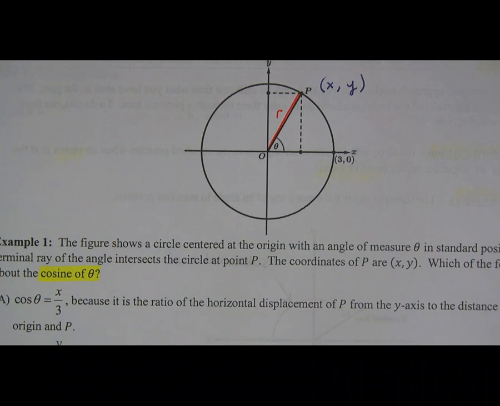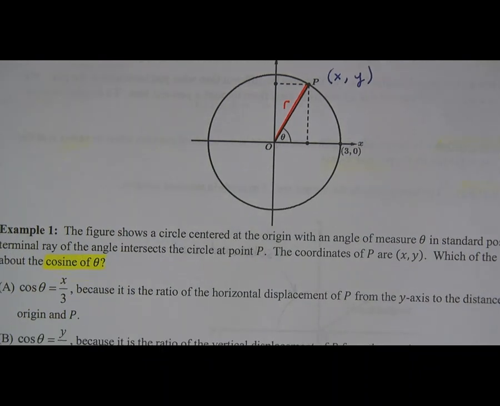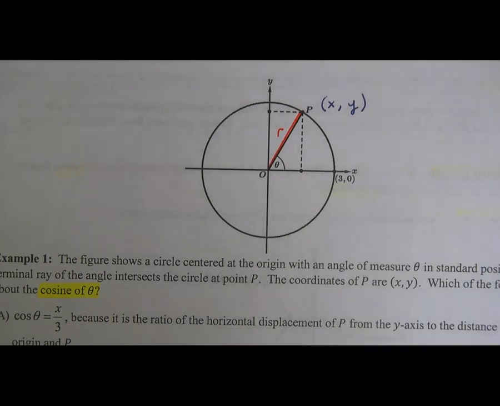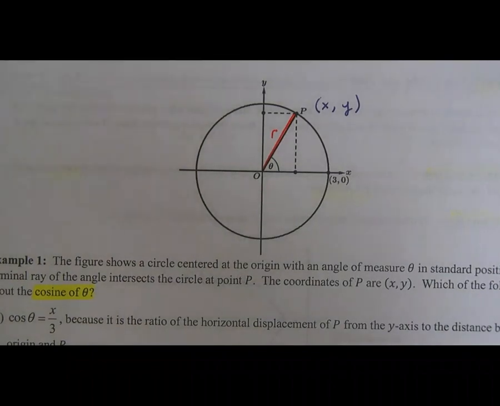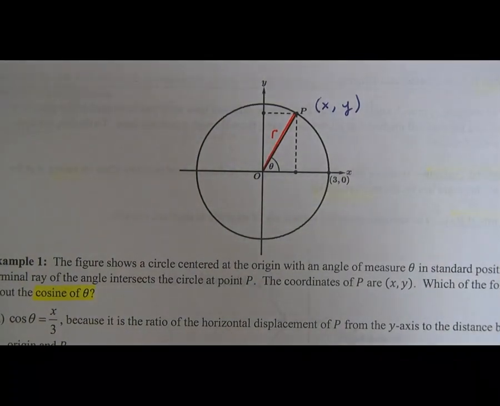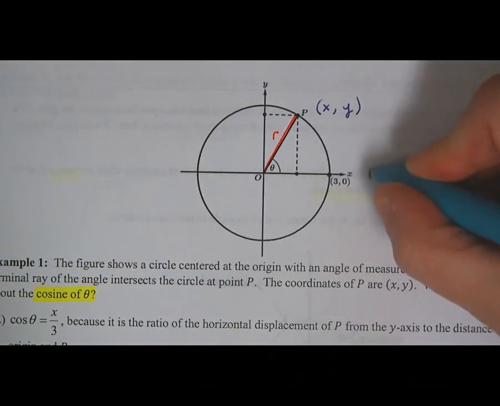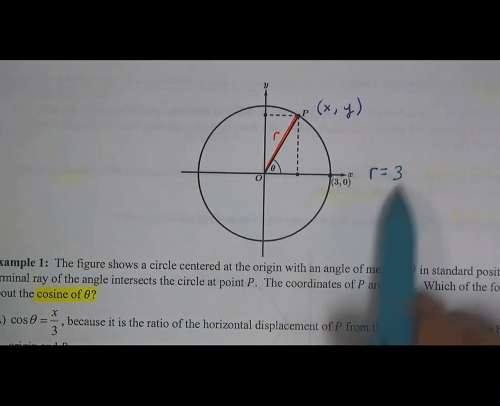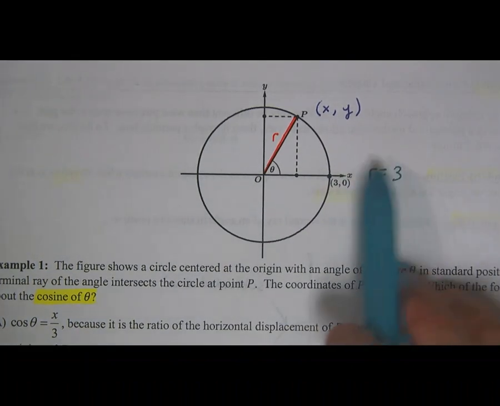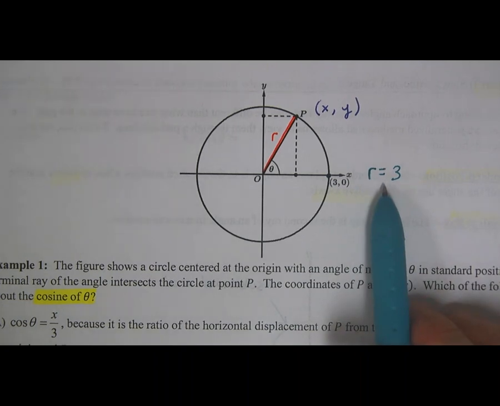Which of the following is true about cosine of theta? Well, on the previous page, and really all you're going to be practicing today are those definitions on page 1. Cosine, by definition, is x over r. What's the radius of this circle? You've got to figure that out in the picture. Can you look at the picture and tell me what the radius of the circle is? 3, because this point out here on the edge of the circle is at 3, 0, so the radius is 3. And what you'll see me typically do throughout this chapter is immediately write down what the radius is out to the side.